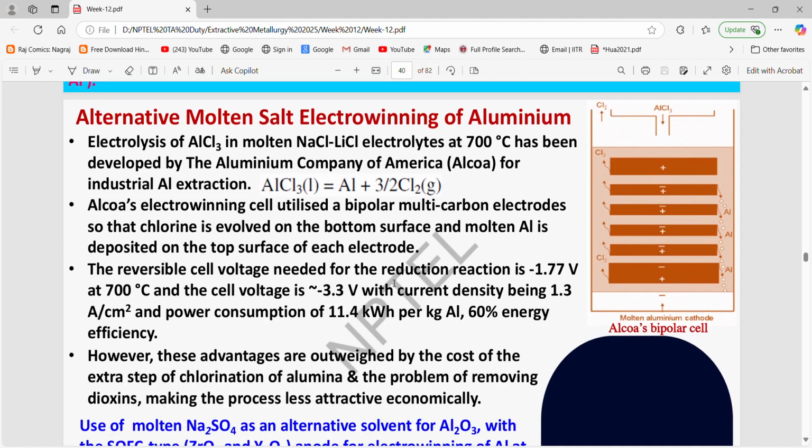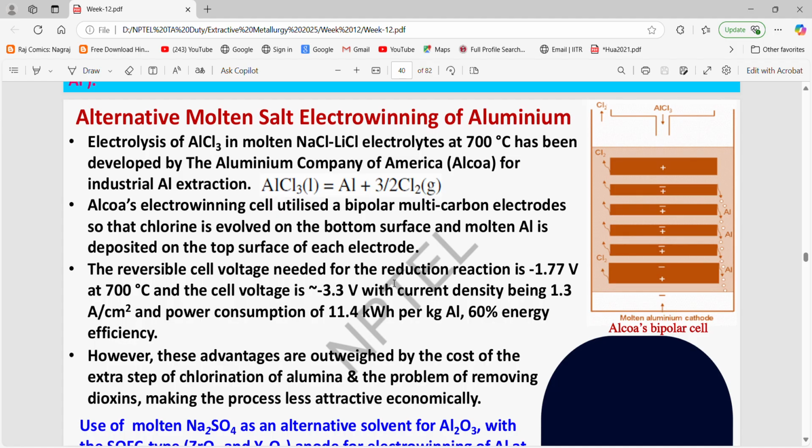So electrolysis of AlCl3 in molten NaCl LiCl electrolytes at around 700 degrees Celsius has been developed by the Aluminium Company of America. That's why this process is also known as the ALCOA process for industrial Al extraction with the help of aluminium chloride. So this thing has to be kept in mind.